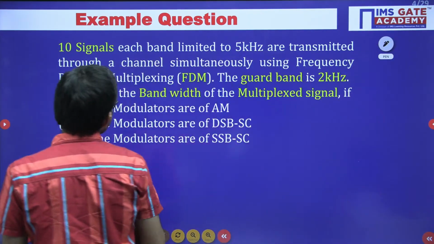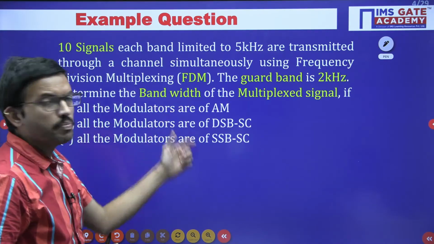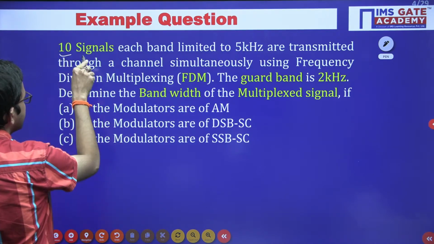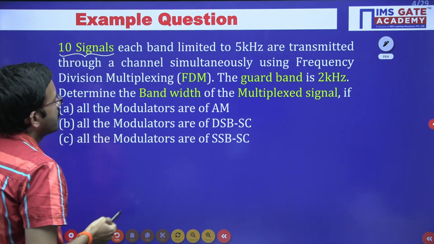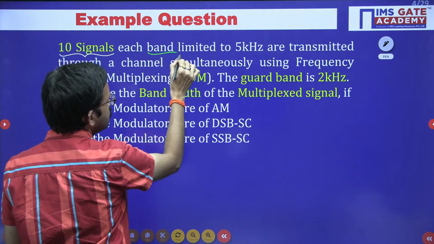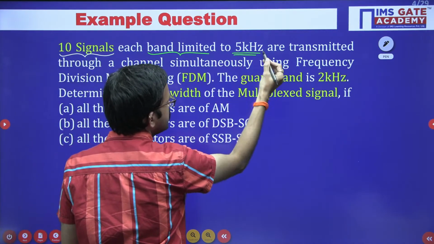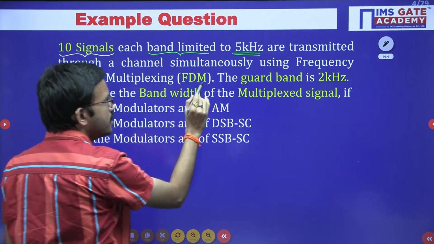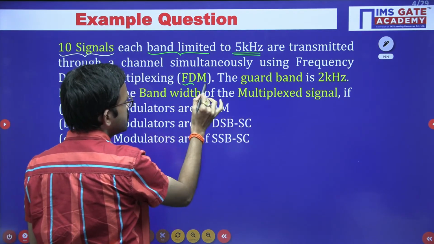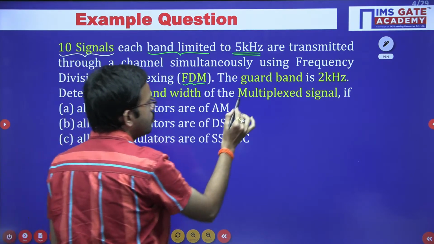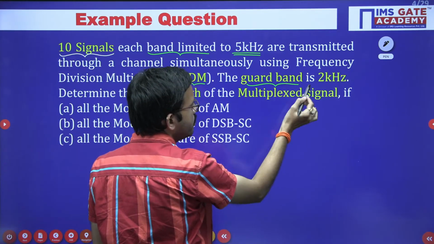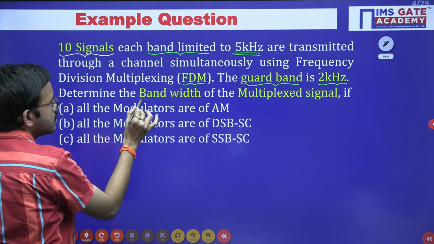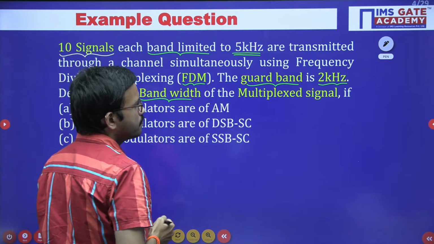This is the example question based on frequency division multiplexing. Here you are having 10 signals, and each one is band limited to 5 kHz. They are transmitted through a channel simultaneously using frequency division multiplexing. And they have mentioned the guard band. The guard band is 2 kHz. Then determine the bandwidth of the multiplexed signal.